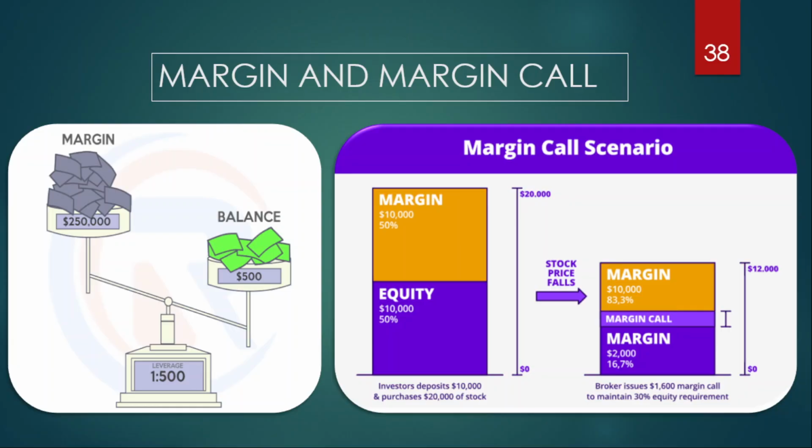Most of the brokers won't allow most people to lose more than 30% of equity. Most of the brokers will allow you to keep 30% of equity. And when you reach that level of loss, they will give you a margin call. Most of them will give you a margin call.